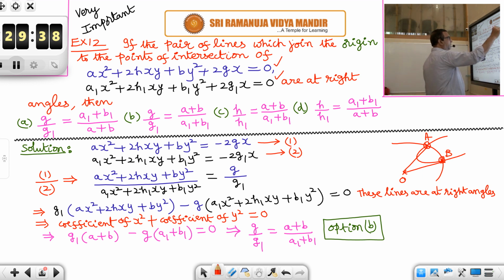First equation is a curve, second equation is also a curve. They are intersecting in 2 points and the 2 points are joined to the origin. Let us read the question again. If the pair of lines which join the origin to the points of intersection of the two curves are at right angles, after joining A and B to origin, so the lines OA, OB are at right angles, means angle AOB is 90 degrees. Then what is the condition? What is the relation between the coefficients in the two equations?